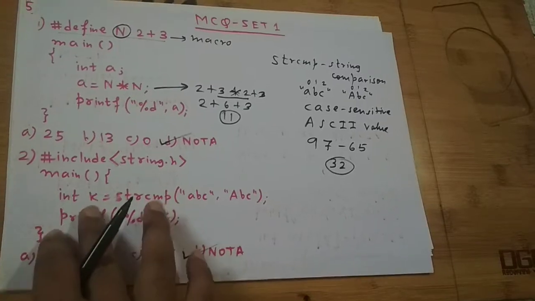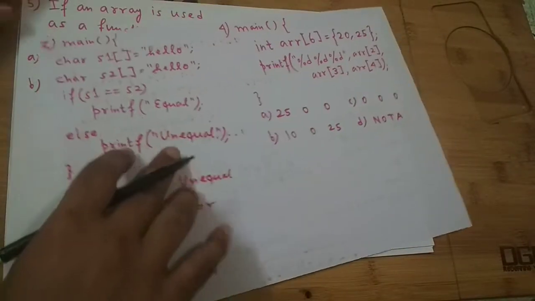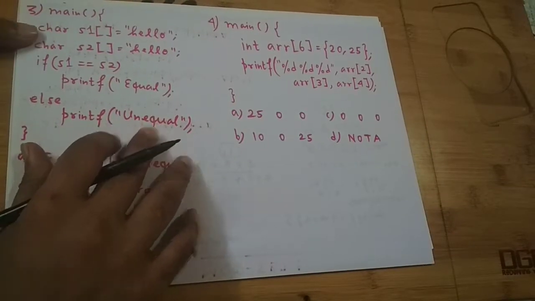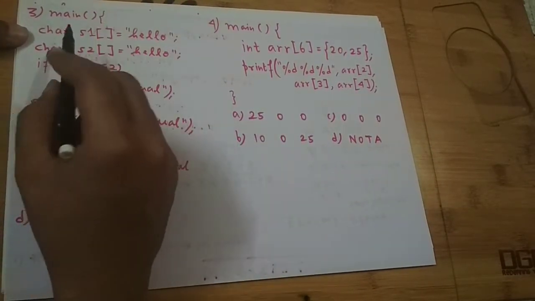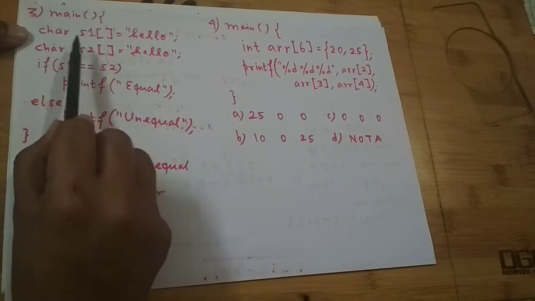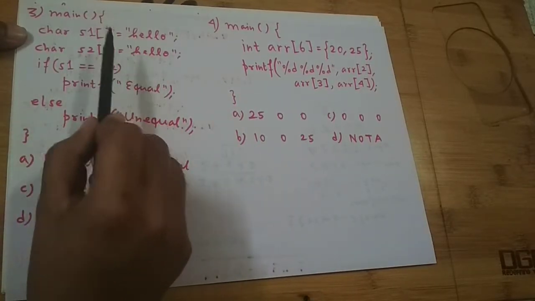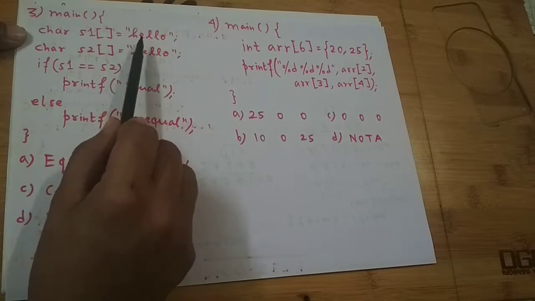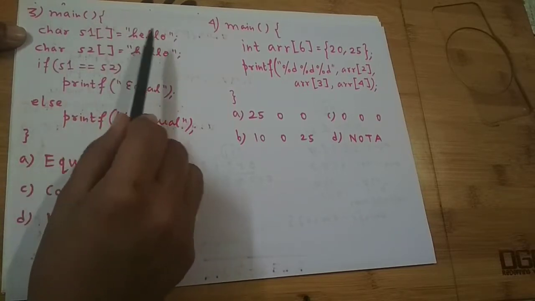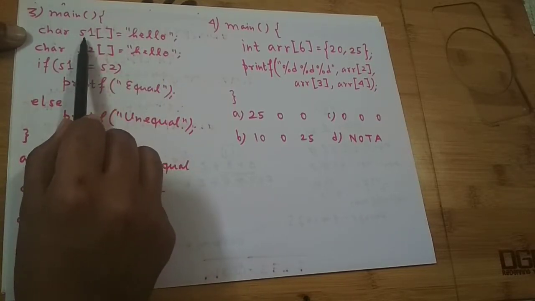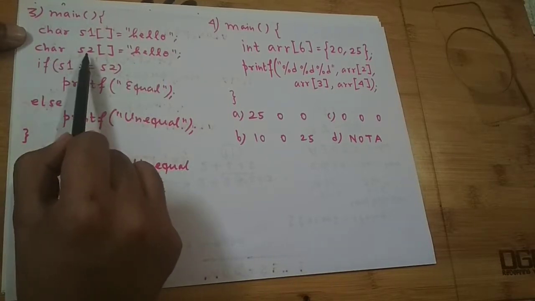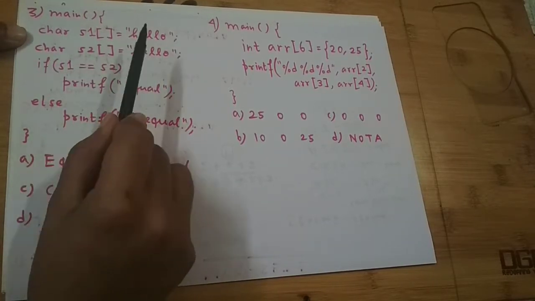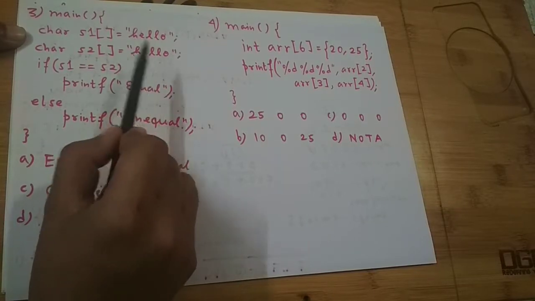Okay, now let's look at this. Let's look at the third one. See, in the third MCQ, what we have is two character arrays, right? We know that strings in C are represented using character arrays. Here I have a character array S1 with the string hello, and we have another character array S2 with exactly the same string as S1.